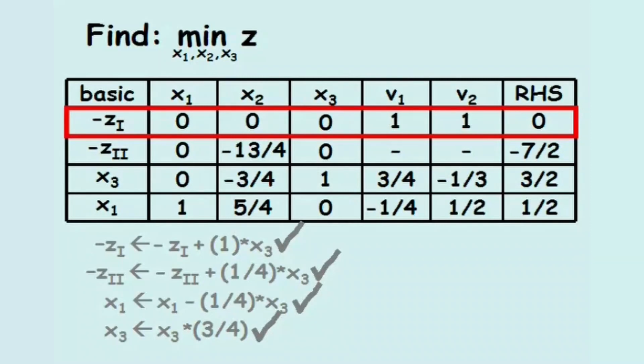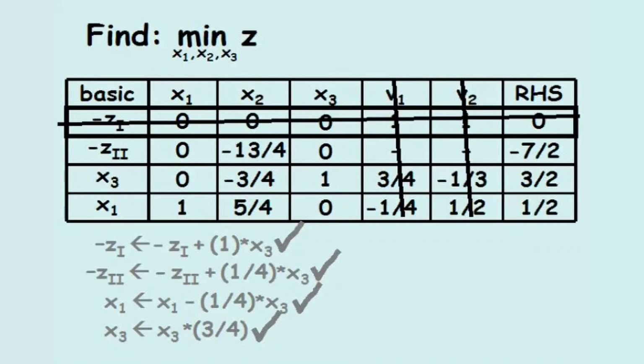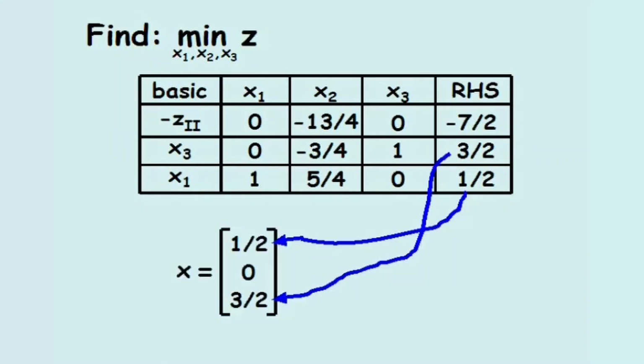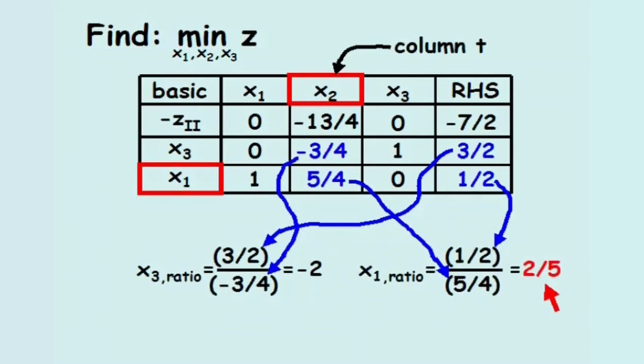Now, row z1 and columns v1 and v2 can be removed from the tableau. Now we begin phase 2, and we begin with an initial feasible solution of x1 equals 1/2, x2 equals 0, and x3 equals 3/2. From pricing out, x2 will enter the basis and replace x1 because row 1 of x1 has the smallest positive ratio bi over ait.